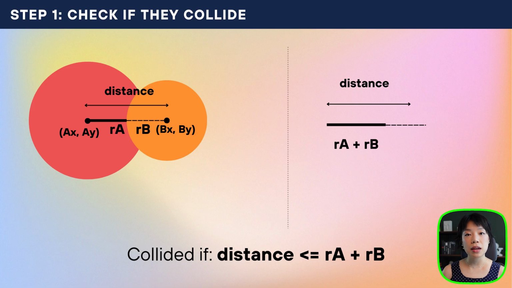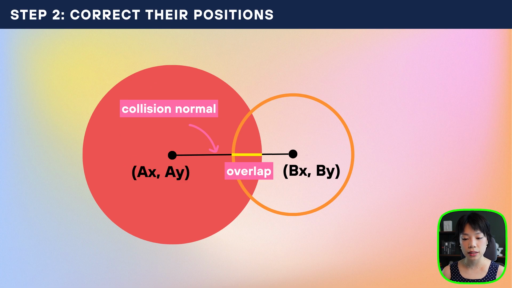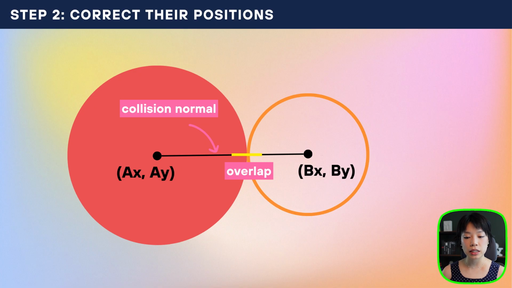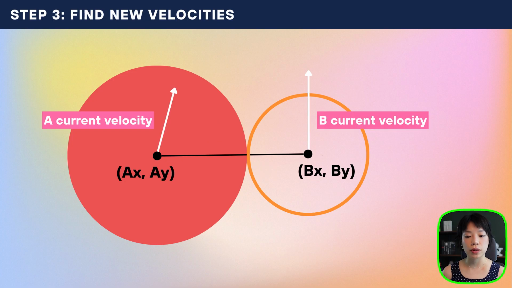In the second step, if a collision happens, we then correct their position so that they don't overlap. We do this by moving each ball half of the overlapping distance along the collision normal. This is the line connecting their centers. This is done so that we make sure that they're pushed away from each other equally, preventing them from sinking into one another. And once we correct their position, we now want to figure out the new velocity so that they bounce off each other realistically.